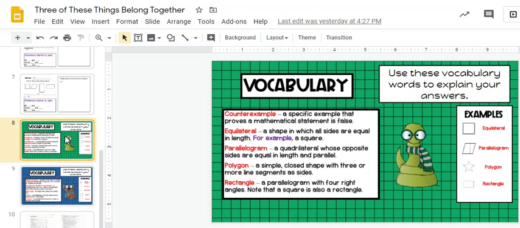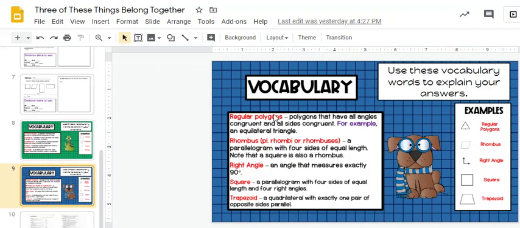A polygon, a simple closed shape with 3 or more line segments as sides. A rectangle, a parallelogram with 4 right angles. Note that a square is also a rectangle. Then here are more regular polygons, or polygons that have all angles congruent and all sides congruent, for example, an equilateral triangle. And rhombus, and the plural is rhombi or rhombuses, a parallelogram with 4 sides of equal length. Note that a square is also a rhombus.